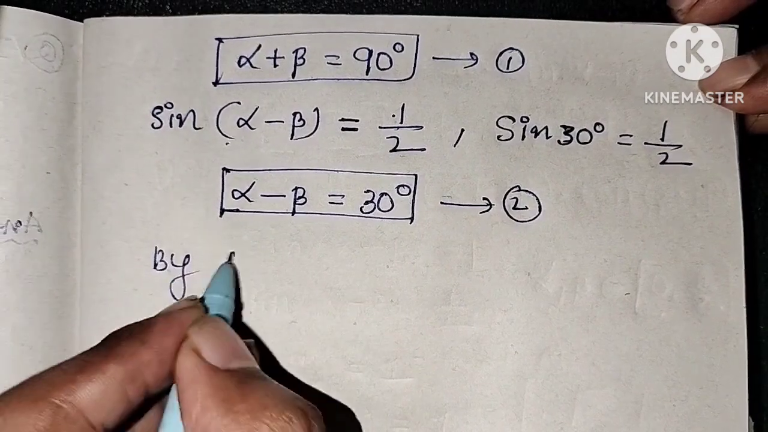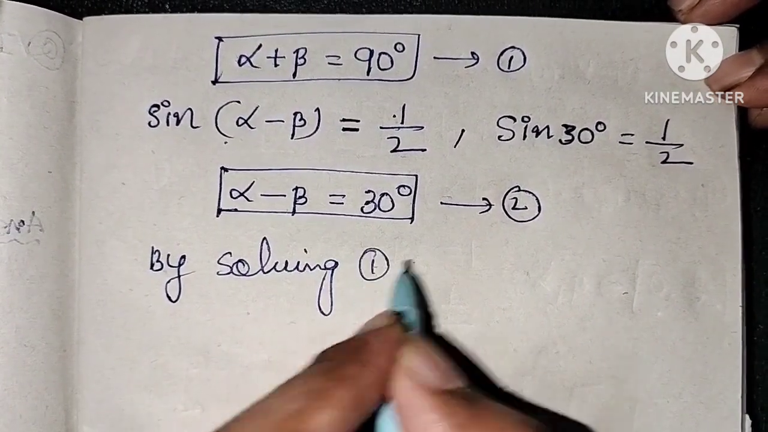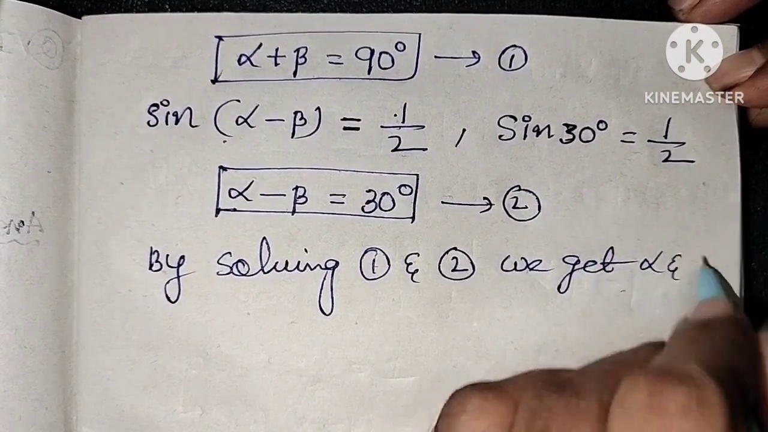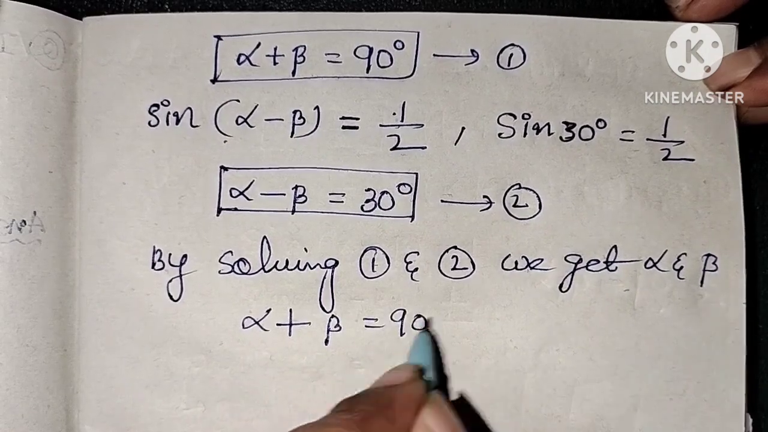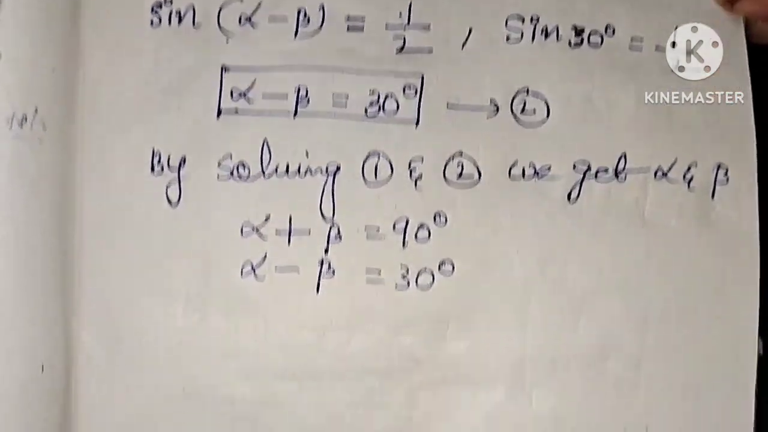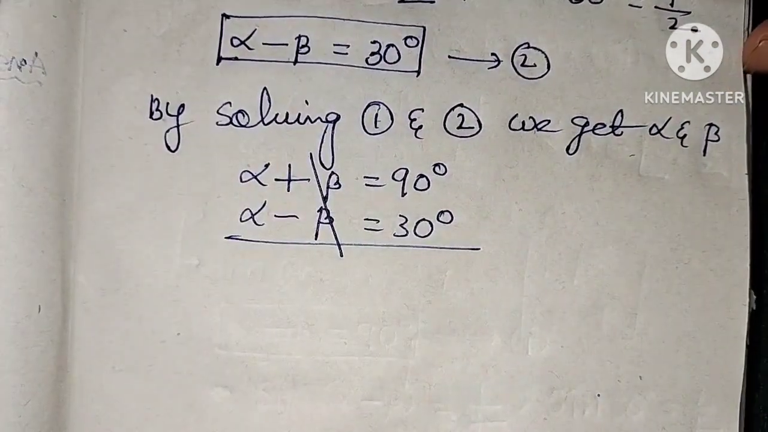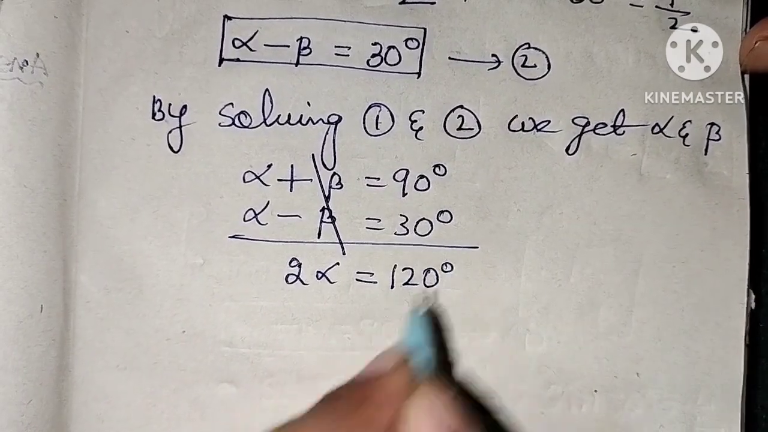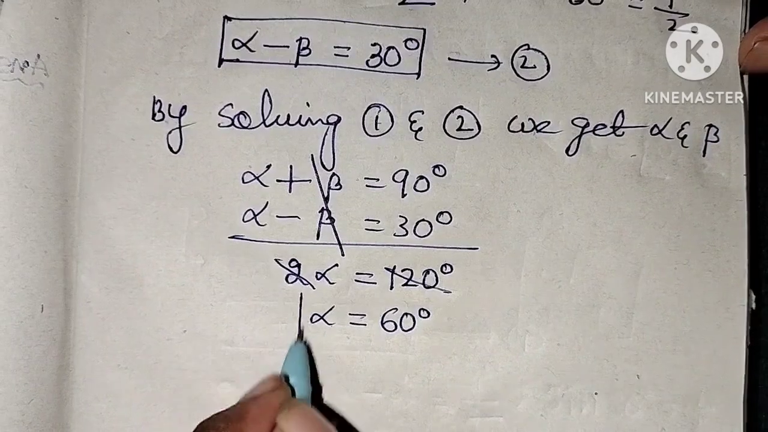So by solving 1 and 2, we get α and β. Let us add equation 1 and equation 2. Adding, the +β and −β get cancelled. α plus α is 2α, 90 plus 30 is 120 degrees. Now α is equal to how much? 60 degrees.